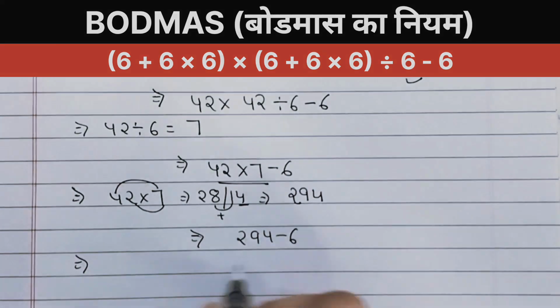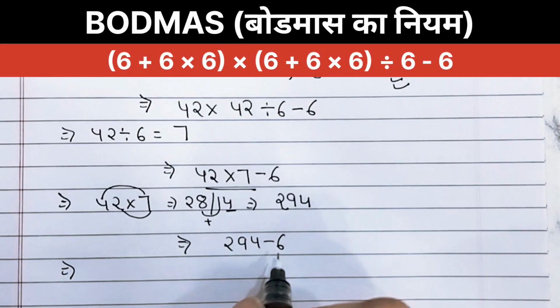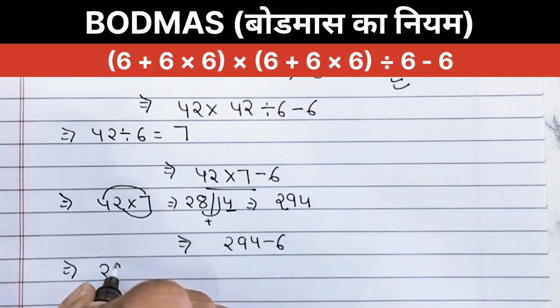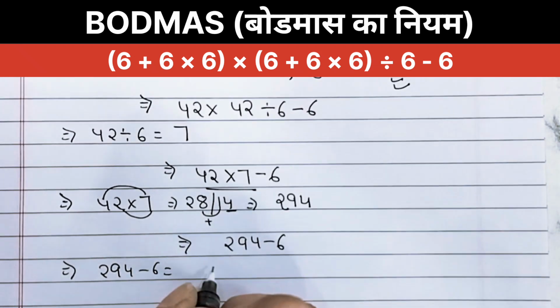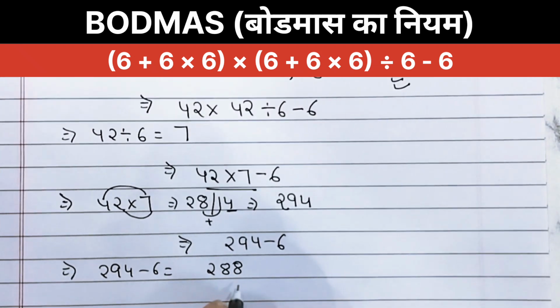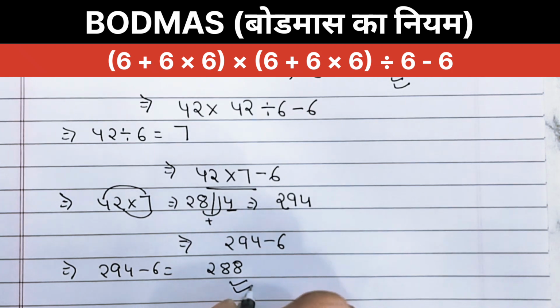Now step 4, perform subtraction. Step 4 says subtraction is the final step. So 294 minus 6 equals 288. And this completes the expression, and this is the final result.